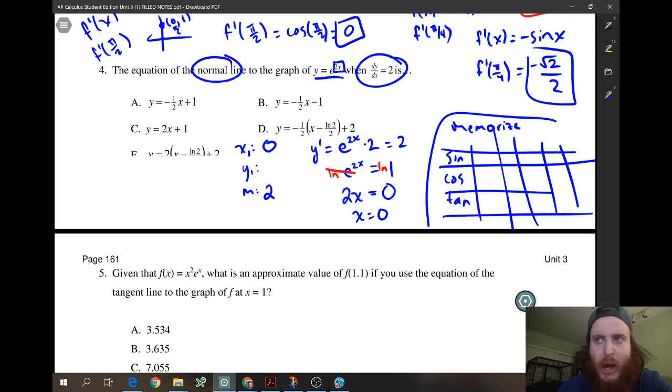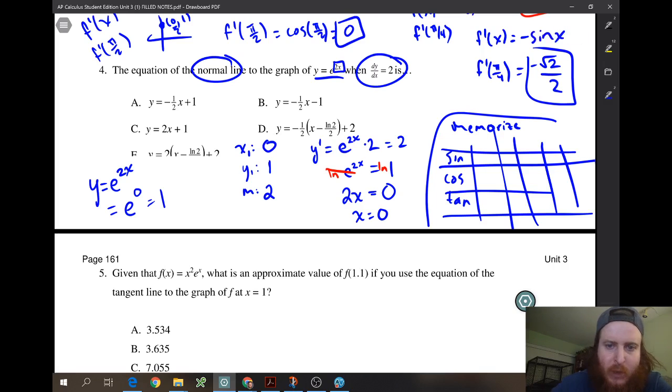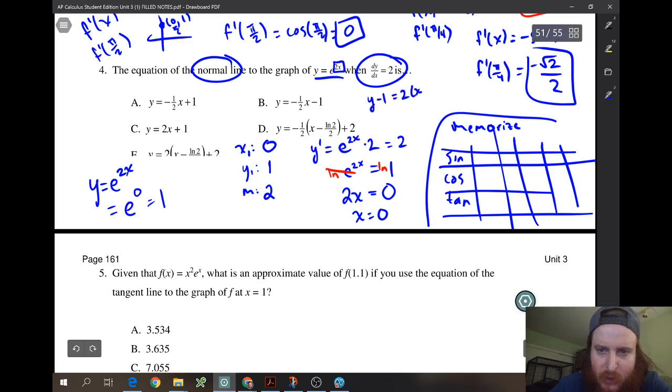How are we going to get y1? To get y1, we plug it back into the original. So y equals e to the 2x, that's the original. So to get y1, we plug in e to the 2 times 0 is 0, and anything to the 0th power is 1. So our equation is going to be y minus 1 equals 2 times x minus 0. Now these are solved for y equals, so we just need to solve it. So y equals 2x, add the 1, plus 1. So we got c.